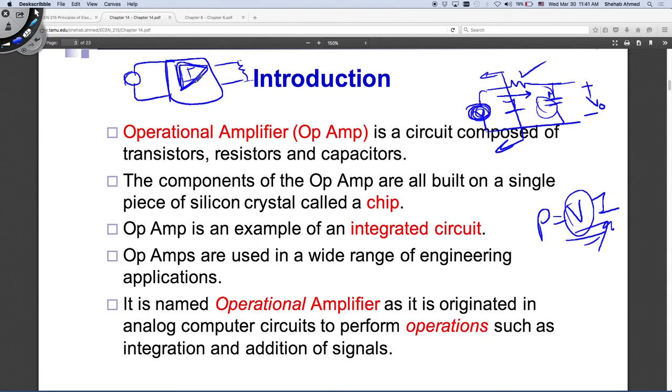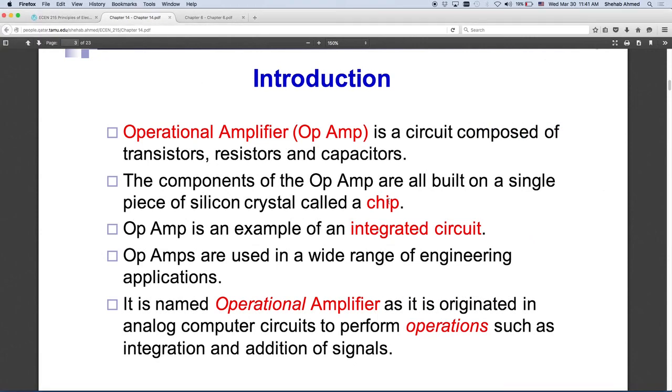So next class we'll basically do the op-amps chapter. Any questions?